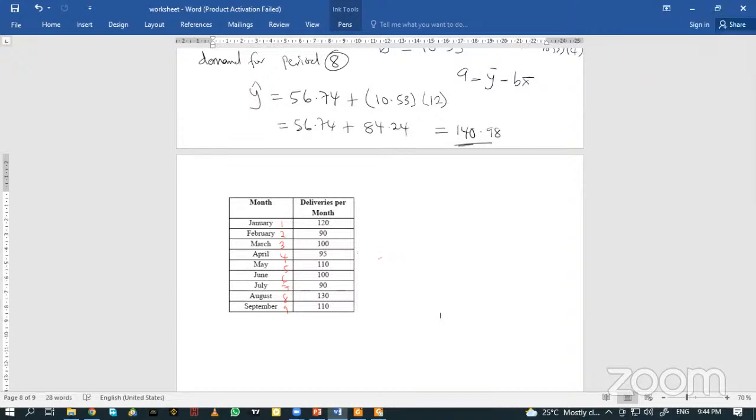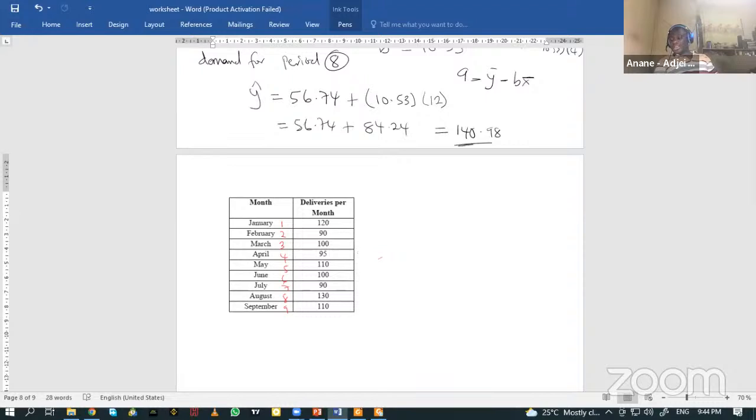Sir, please, the question we just did, the B. Which B? Okay, the B part. Compute a weighted 3-month moving average forecast for month 4 through to 9. Assign weights of 0.45, 0.23 and 0.12 to the months in sequence, starting with the most recent one. The same thing, okay?